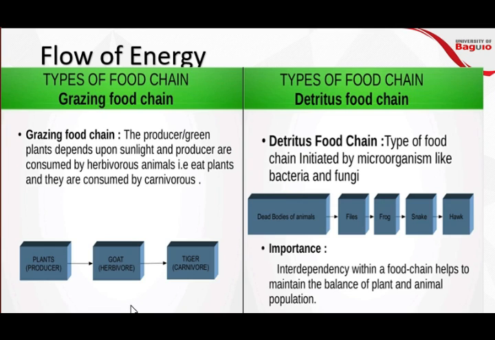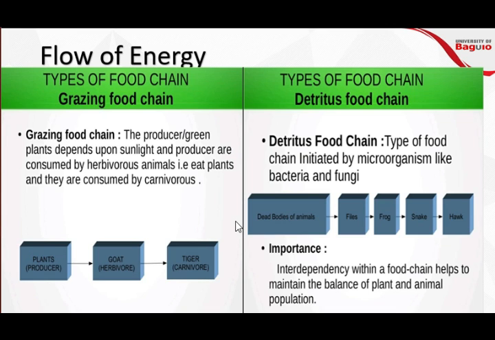If we include decomposers in that type of food chain, that's when we can call it a detritus food chain. Why detritus food chain? It is a type of food chain initiated by microorganisms like bacteria and fungi, or basically the presence of decomposers. For example, you have dead bodies of animals, then flies, frog, snake, and then hawk. An important note to remember, my dear classmate: interdependency within a food chain helps to maintain the balance of plant and animal population.